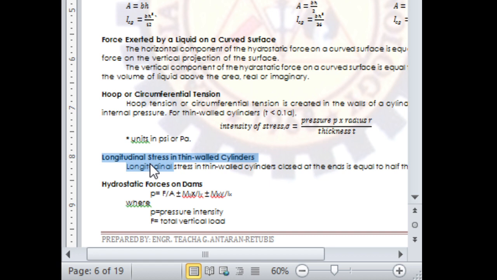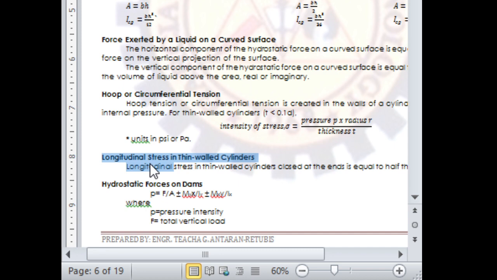Now, how about this hydrostatic force on dams? Dams, class, are not really our focus expertise, of course, because they are mostly done by civil engineering. But of course, you have to have an idea. Actually, there are lots of dams, class, different types of dams. You have the gravity dam, different kinds of dam. Depending on the type of the dam, there are also different kinds of forces present on that type of dam, and we will be discussing that later.